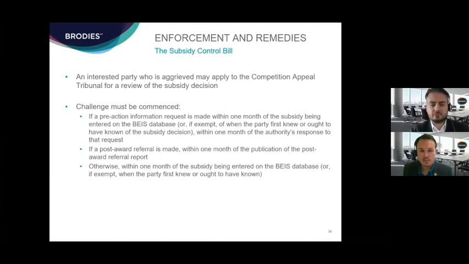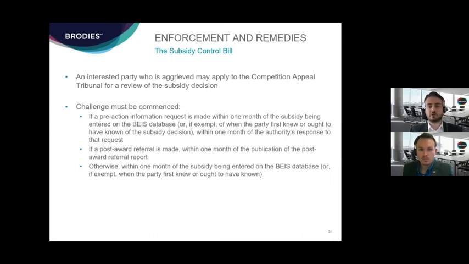So again, there's a real uncertainty there, and authorities might take the view that even if they don't have to publish it on the BEIS database, they should nevertheless do something to publicize its existence so that the clock on that risk actually starts to run. If a post-award referral is made to the CMA, then your challenge has to be commenced within a month of the CMA's report being published. Otherwise, if there's no such report and no information request was made, then it's just within a month of the subsidy being entered on the BEIS database.